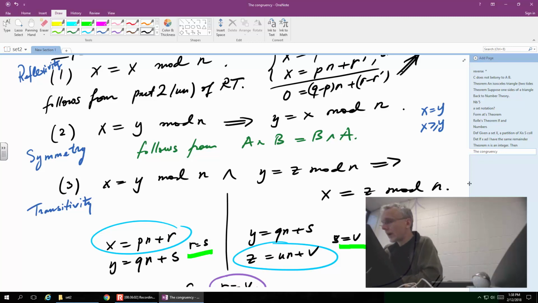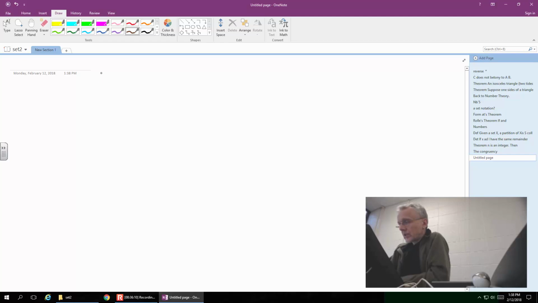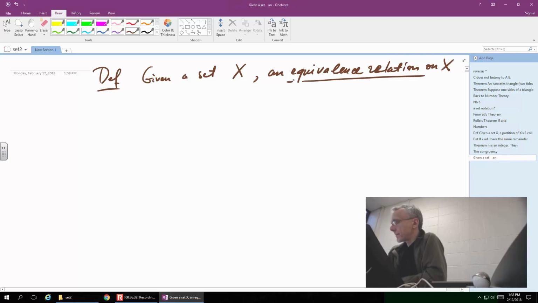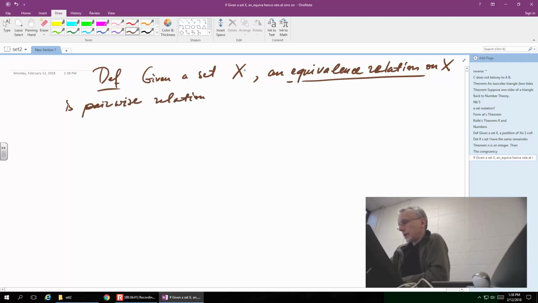But there are others. Let me write out these three properties in a separate way. Given a set X, an equivalence relation on X is a pairwise relation between its elements, any pair of its elements, that satisfies those three properties.